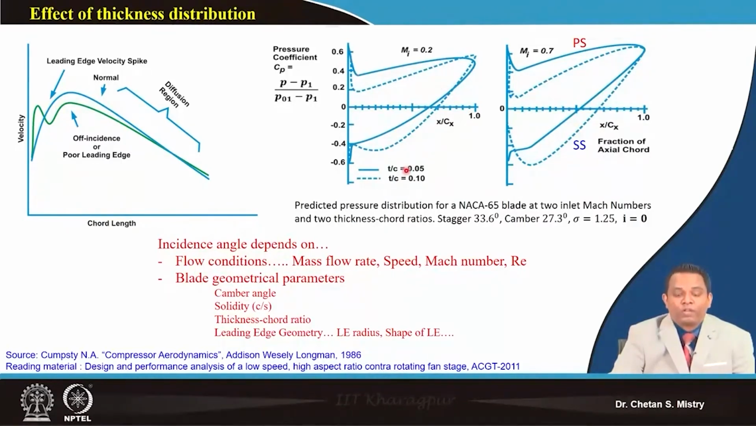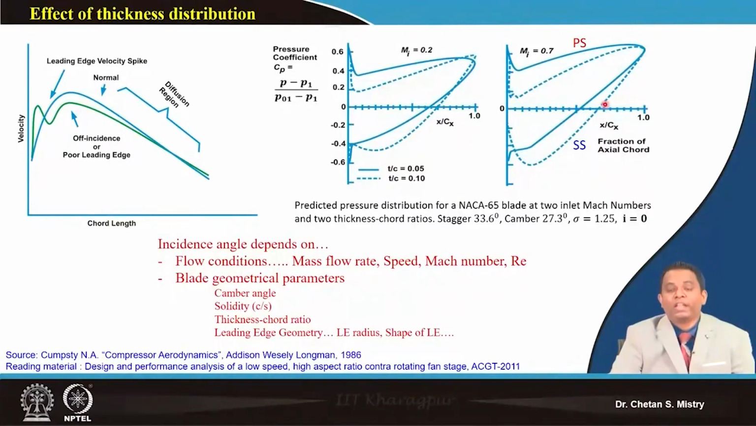If we look at a thickness to chord ratio of 0.05, on my pressure side you will have less acceleration and nearly constant pressure rise. That is what we get on the pressure surface, and we will have higher acceleration near the suction surface, and this represents the diffusing process. So this represents the effect of change of thickness ratio.